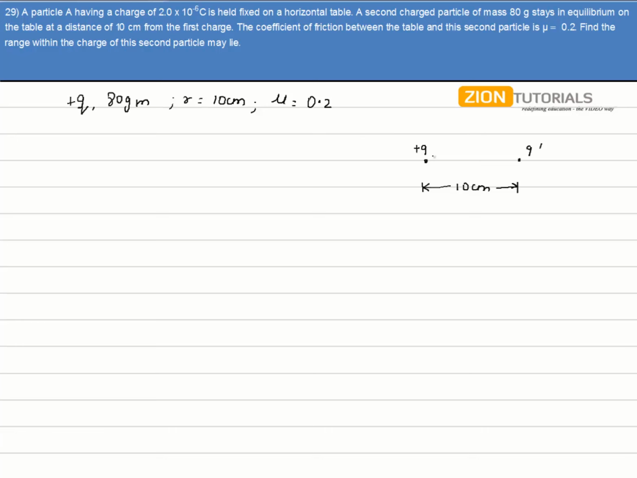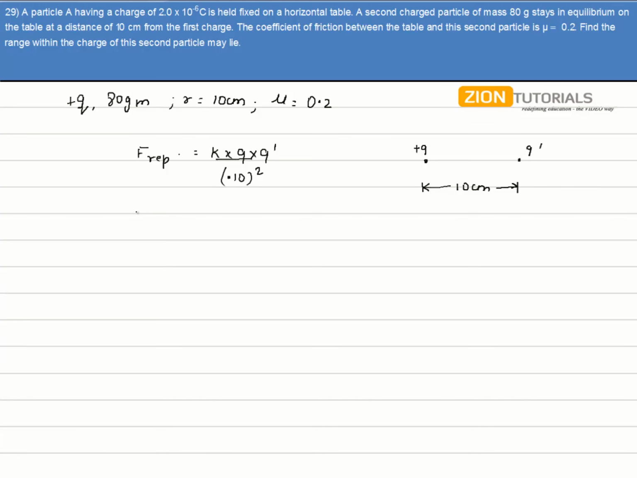Now what happens is that when a charge Q dash is placed on the table, it will experience a repulsive force from charge Q, and this repulsive force will be equal to K Q into Q dash divided by 0.10 whole square. This distance has to be in meters, so that's why 10 centimeter is equal to 0.10 meters.